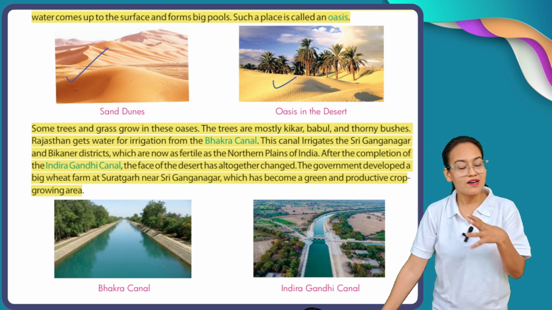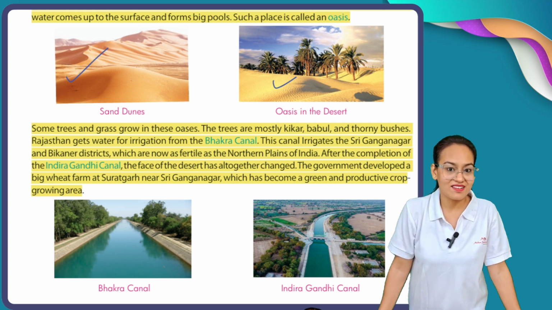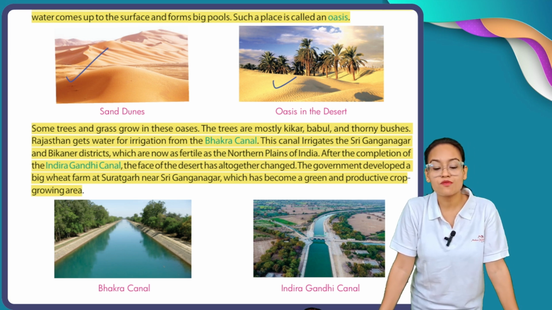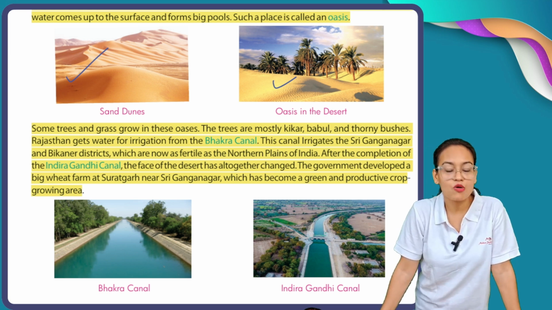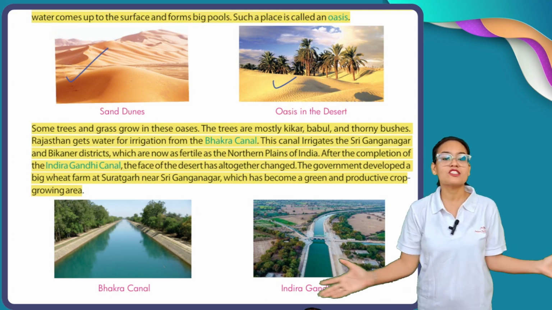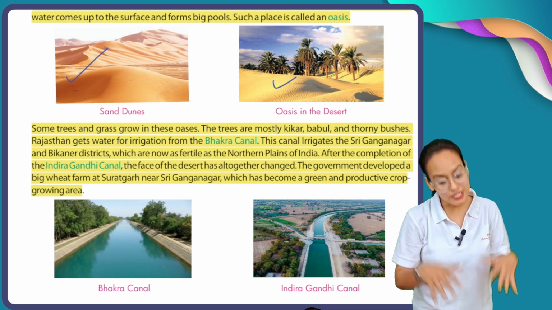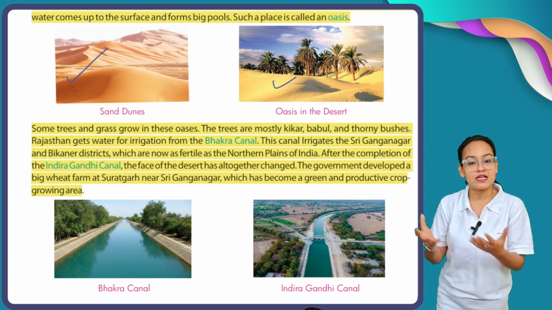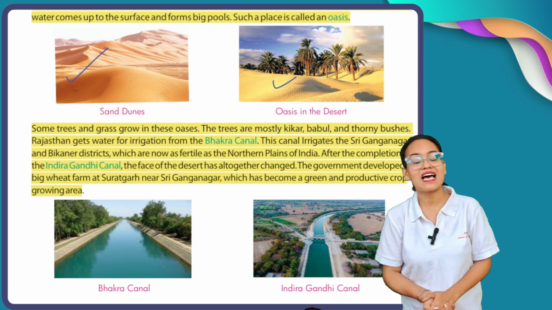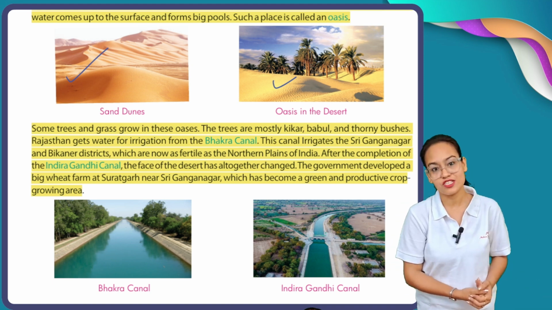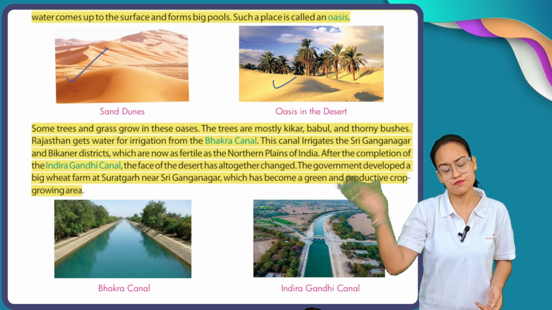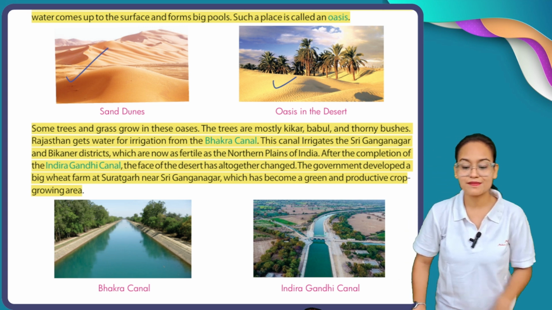And now the canal water of the Bhakra Canal irrigates the major places of Rajasthan like Sri Ganganagar and Bikaner district. That's why today we can call Sri Ganganagar and Bikaner district the most fertile areas of Rajasthan, like any other parts of the northern plains.